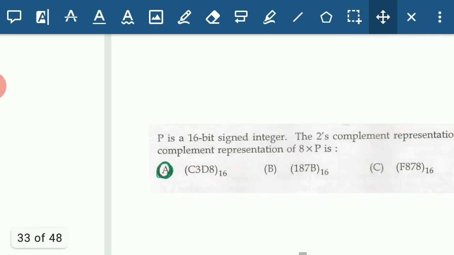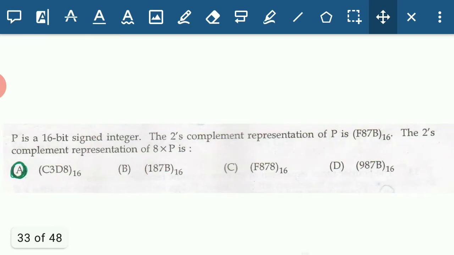Next, for a 16-bit signed integer, the 2's complement representation of P is F87B. What is the 2's complement representation of 8P? That is the question. We have to spend some time to solve this problem. Let us now solve it.